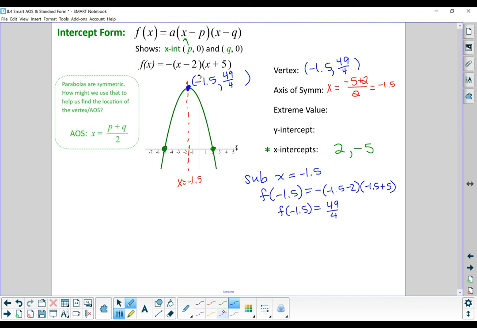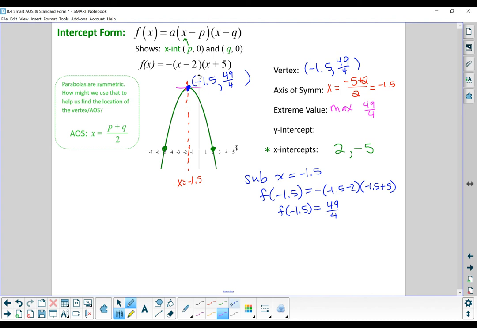So now that we know the location of the vertex, we can find the extreme value. The extreme value is the highest value on this function. It has a maximum. So this one is a maximum value of 49/4. It's the y value of the vertex.